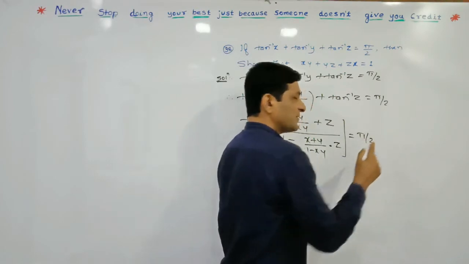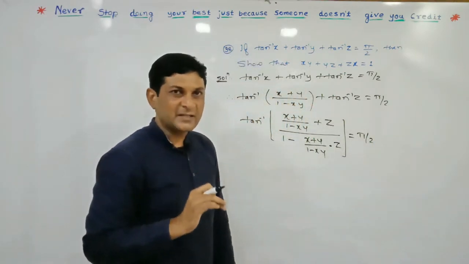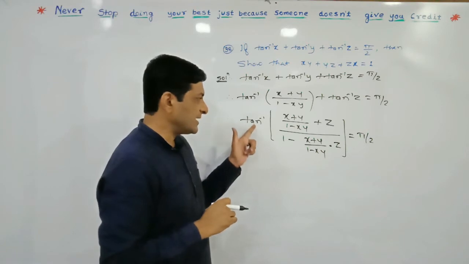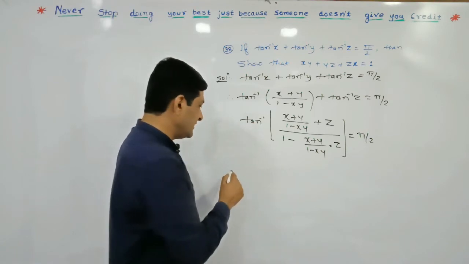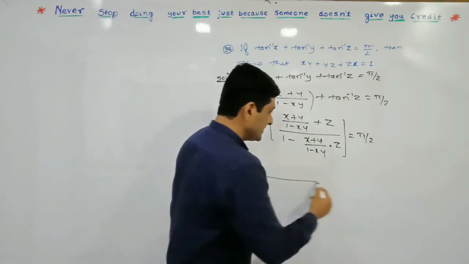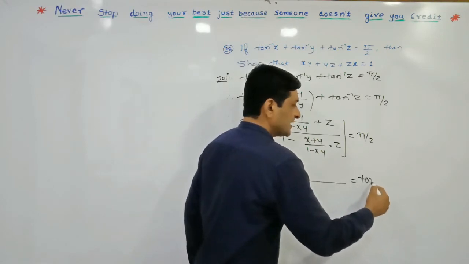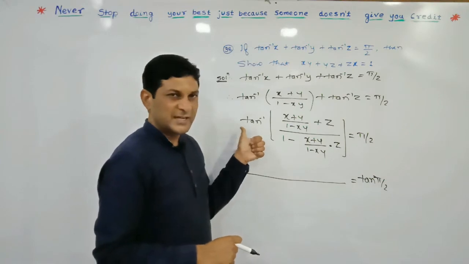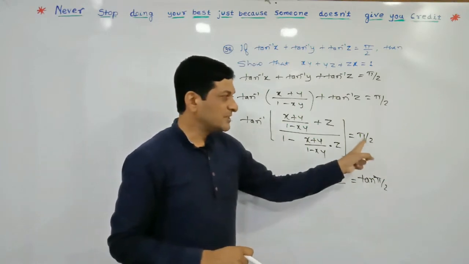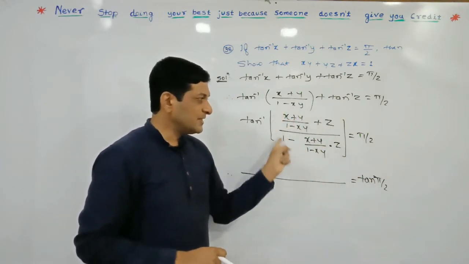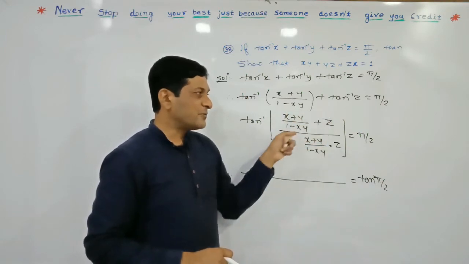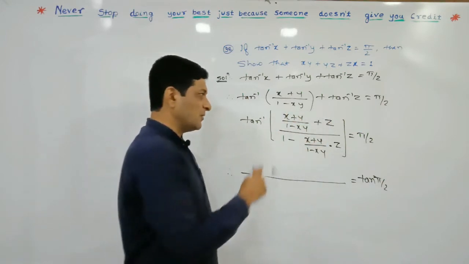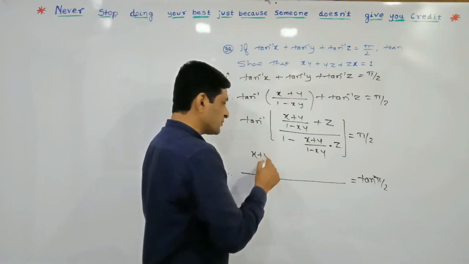Now observe the next step very carefully. If we take tan on both sides, on this side tan and tan inverse will get cancelled, and on the other side we will get tan pi by 2. Now let us simplify it. To simplify it, we take cross multiplication.